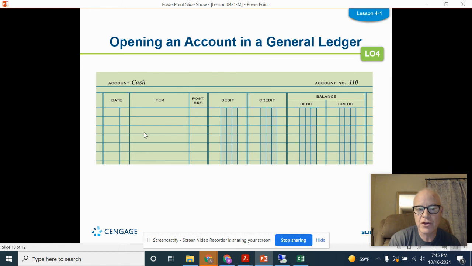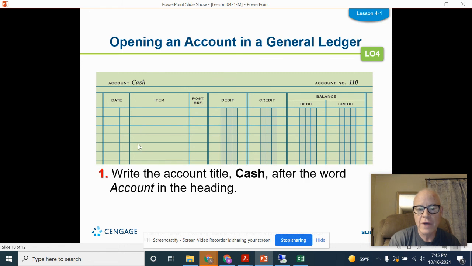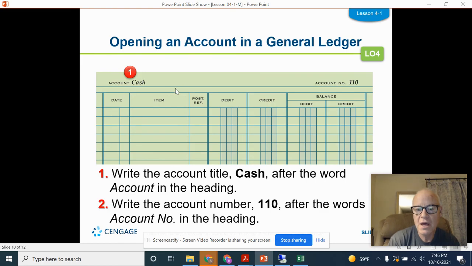Again, every account will have an account form in the general ledger. So we put the name cash up there at the top, write the account title cash after the word account in the heading. And you would do this, by the way, with a computerized system as well. There's cash. Then we'd write the account number 110 after the words account number. Now we have an account form in the general ledger that we're ready to take entries from the multi-column journal and record activity in here as we keep track of cash.